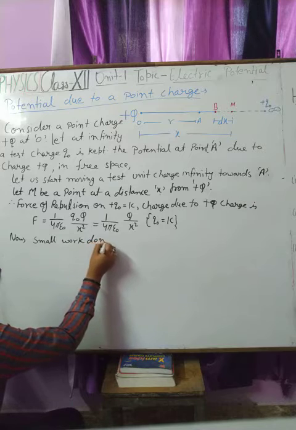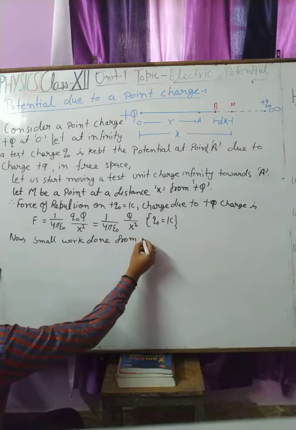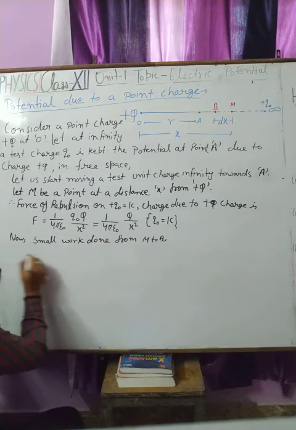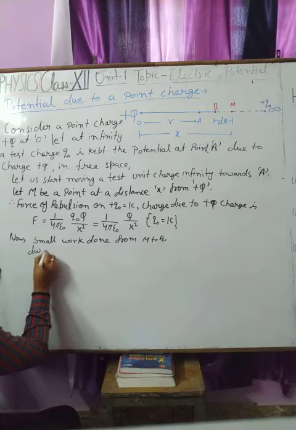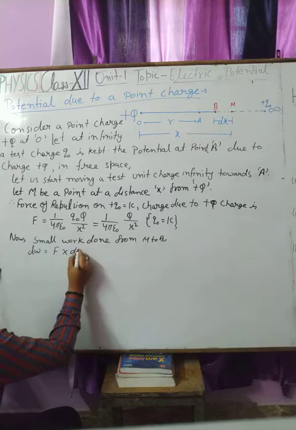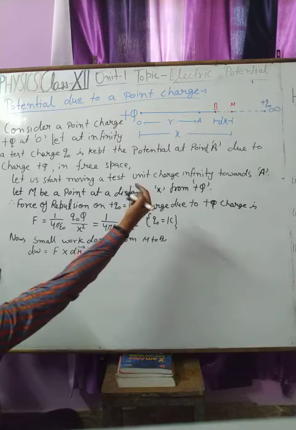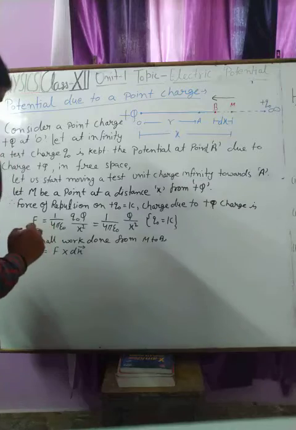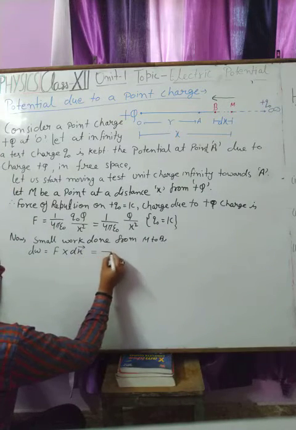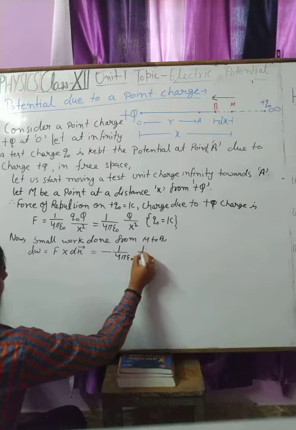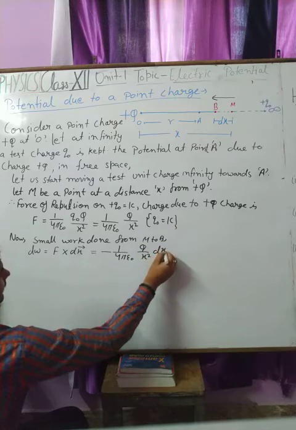Work done from M to B is dW is equal to F into dx. Okay, so dx is in the direction opposite to the force. Therefore this is minus 1 upon 4 pi epsilon naught q upon x square dx.